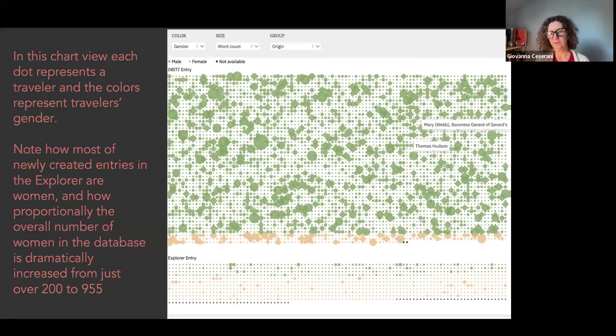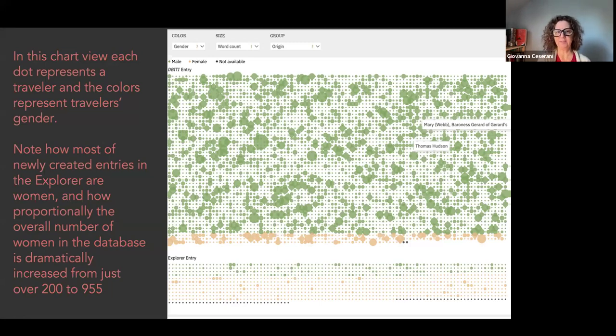And lower, below, you see explorer entries, and there every dot represents a traveler who instead we extracted from the dictionary and didn't originally have his own entry. And you see how many more travelers we have now and how many more of these new travelers are women. So from an original dictionary of 4,800 travelers, of which 200 were women, in the current database you have 6,007 travelers, of which 955 are women.